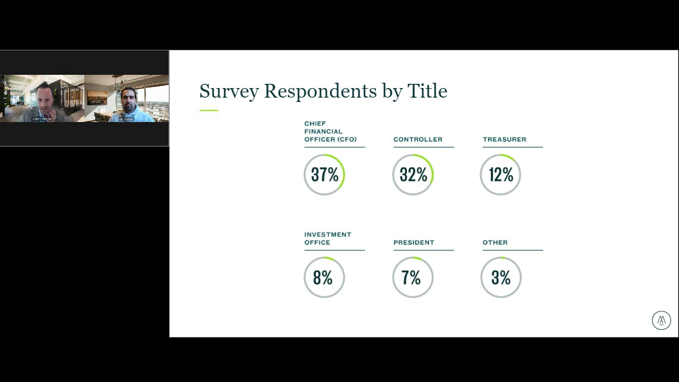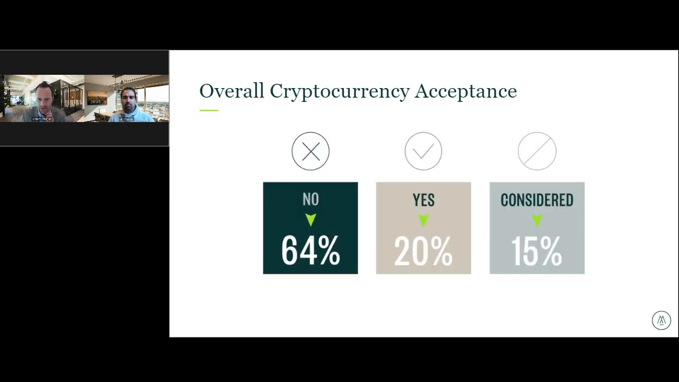I'm going to get into this in more detail later, but this was obviously a big question. I'm sure a lot of you are curious what percentage of institutions are accepting or not accepting. The answer is it's 80-20, at least from our survey. So 80% of institutions are not accepting crypto, and 20% are. Of the 80%, 15% have considered it but are currently not accepting it at this time.